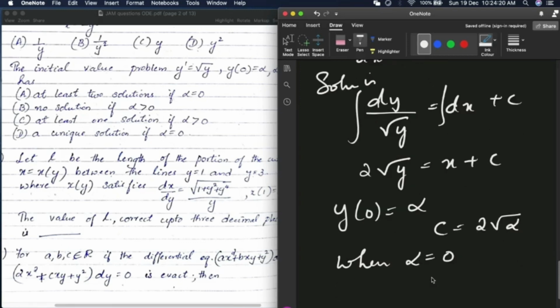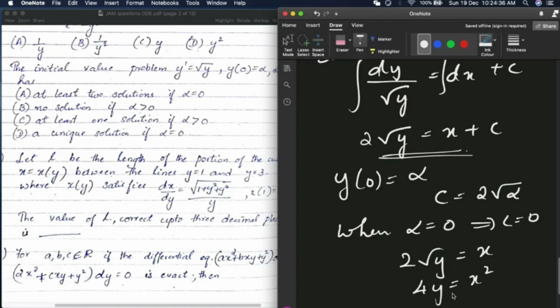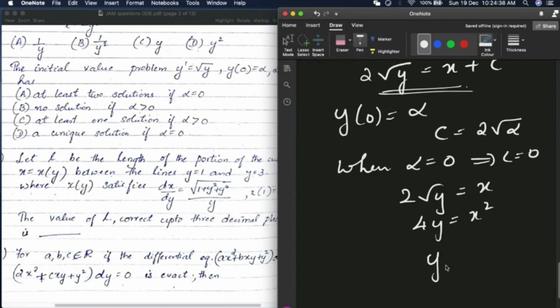When alpha is equal to 0, what's happening? C will become 0. So you get this as a solution, or 4y is equal to x square. Y is equal to x square by 4.